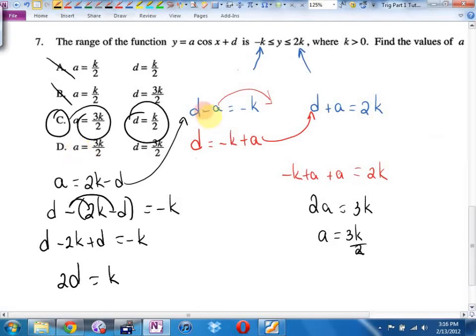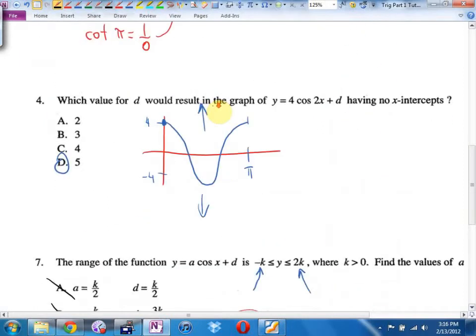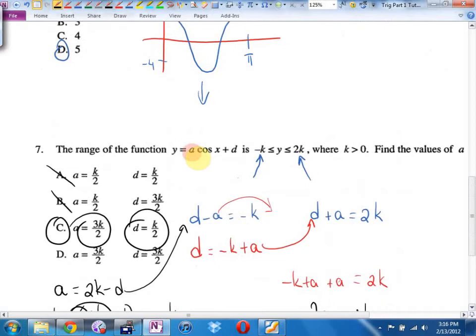How did I get that? So this goes right back to the question that you asked me earlier. I said, you know what? The range is, the lowest point is this minus that, and the highest point is this plus that, right? Five down and five up from the vertical displacement. A down and A up from the vertical displacement.